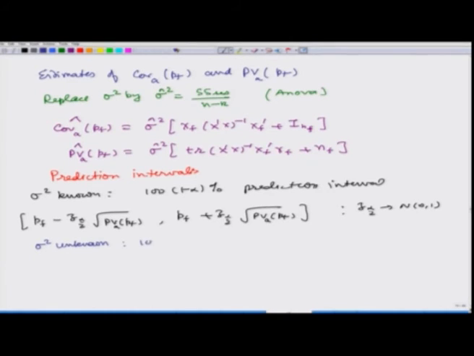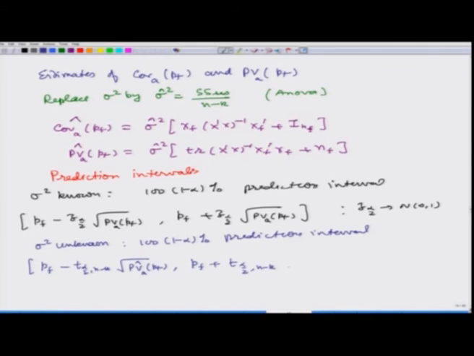Similarly, the second case will be when sigma square is assumed to be unknown, and in this case the 100(1 minus alpha) percent prediction interval is obtained as PF minus t alpha by 2, n minus k, times the standard error of PF when it is used for actual value prediction, and PF plus t alpha by 2, n minus k, times the standard error of the predictive variance, that is of PF when it is used for actual value.